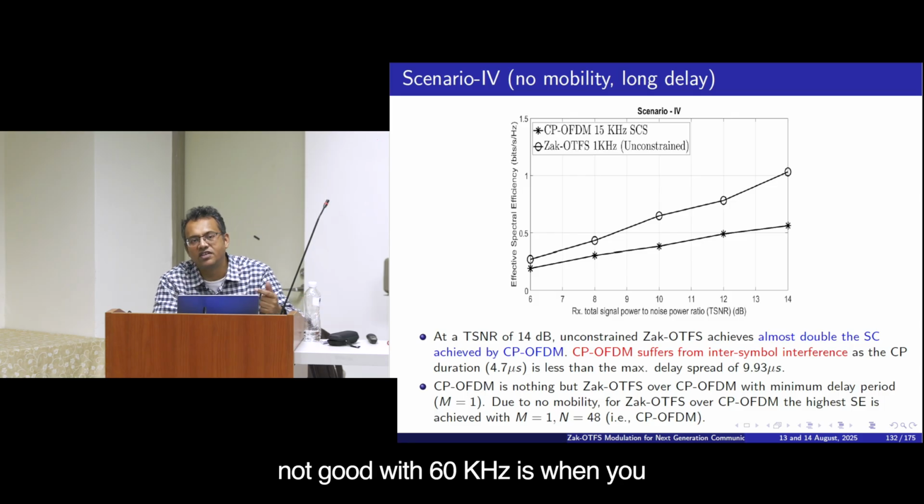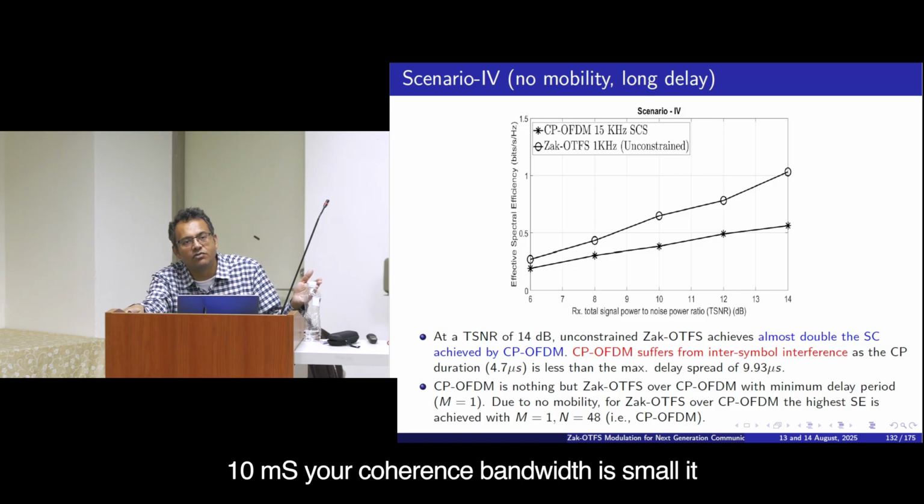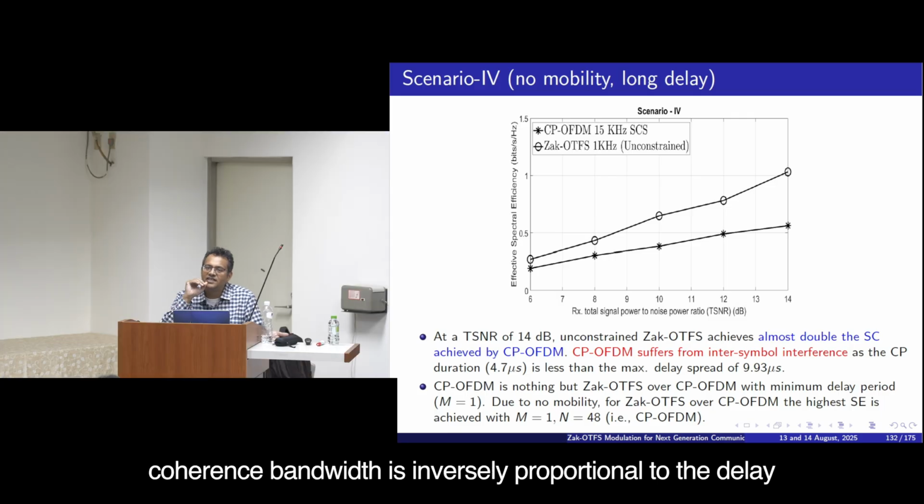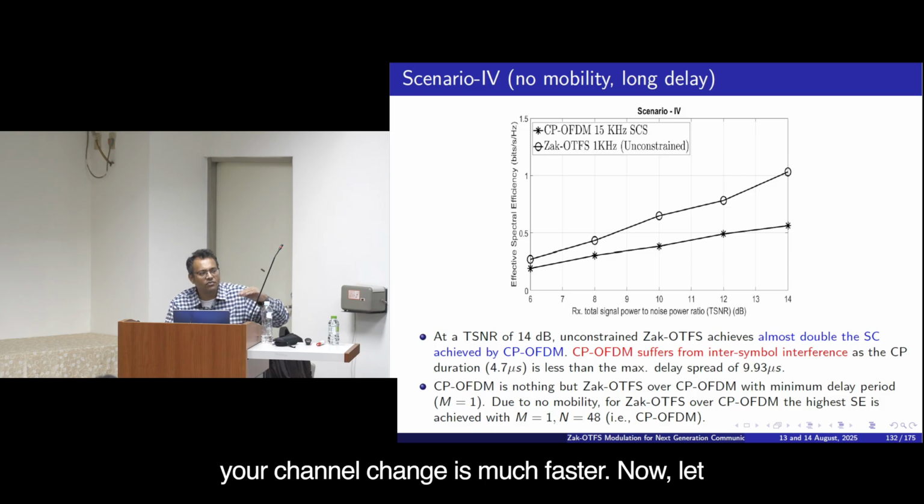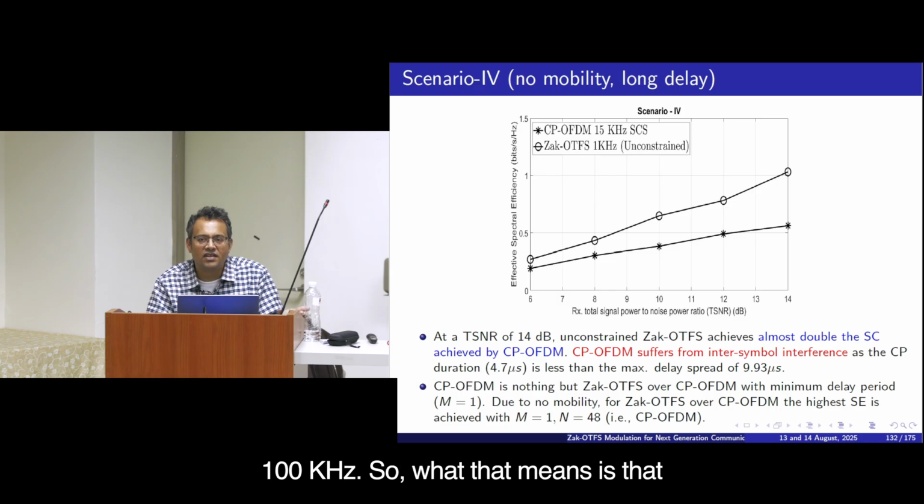One more problem that you run into, and one more reason why the performance here is not good with 60 kilohertz, is when you have, imagine you have a delay spread of 10 microseconds. Your coherence bandwidth is small, it's only 100 kilohertz, maybe less than that. Coherence bandwidth is inversely proportional to the delay spread. If you have a large delay spread, then in the frequency your channel changes much faster. Now let us say your coherence bandwidth is less than 100 kilohertz.